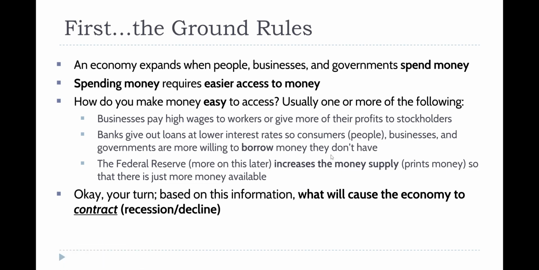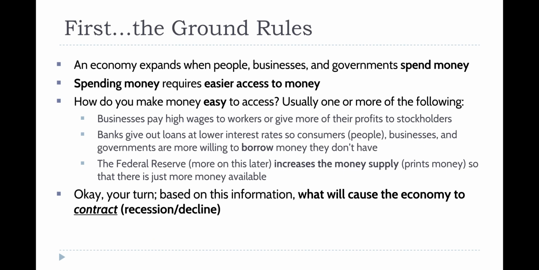But basically, I just tried to go through some basics on how you make an economy grow and what causes an economy to contract. It really just comes down to: do people have access to money, and do they spend their money? They feel comfortable enough to spend, or they feel like they have enough, or they feel like the economy is good enough to be able to spend money. So you could have businesses paying high wages or giving more profits to stockholders, banks giving out loans at lower interest rates to consumers and businesses, and also the government, because the government can borrow money as well, which you're going to see during the Great Depression.